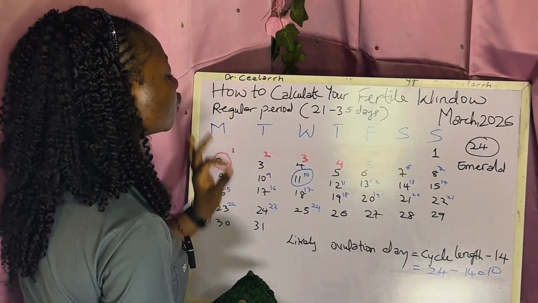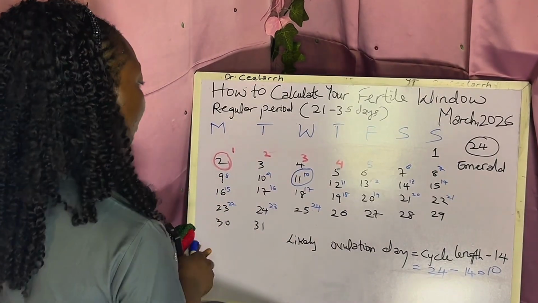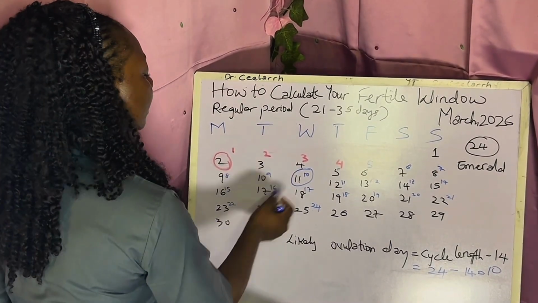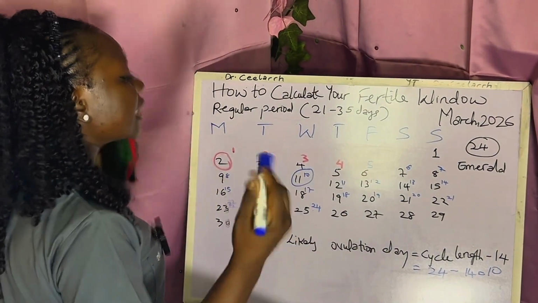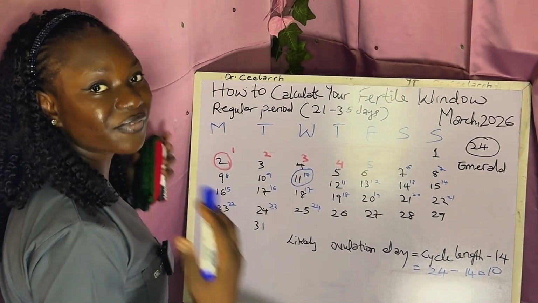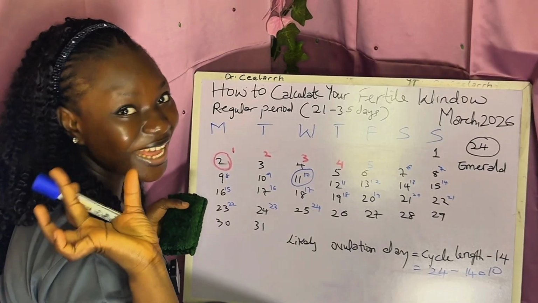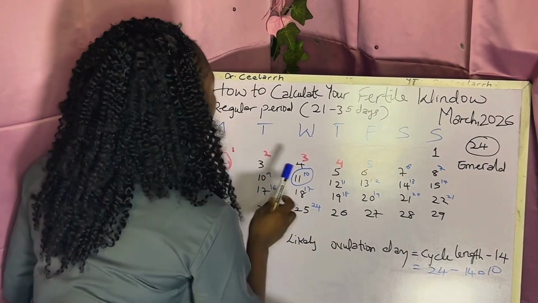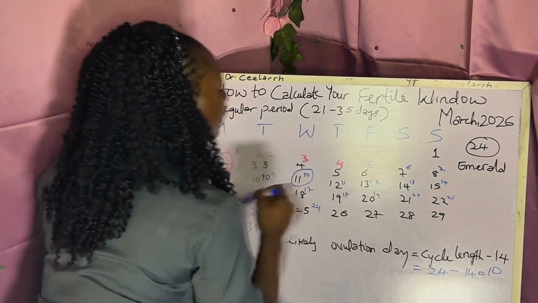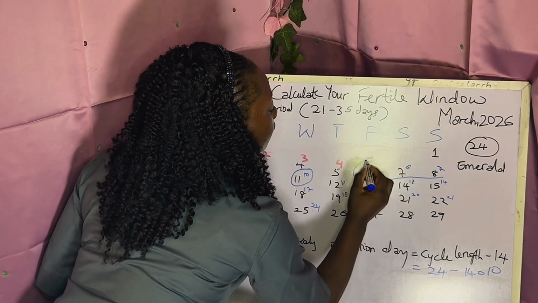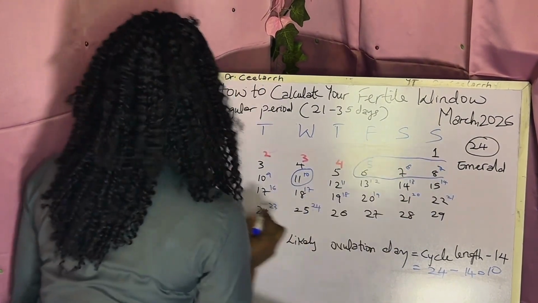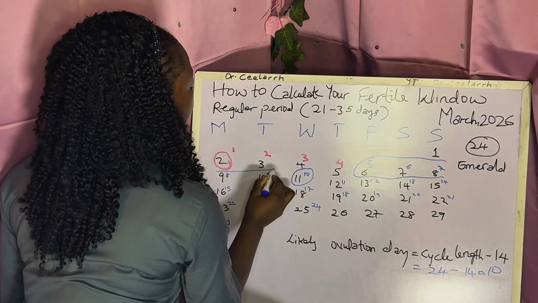But assuming it happens on this particular day, let's count. If she has unprotected sexual intercourse 5 days before this day, she's likely to get pregnant. So that is also part of her fertile window. So let's count and see. 1, 2, 3, 4, 5. So from this 6th day here, her fertile window starts till what?